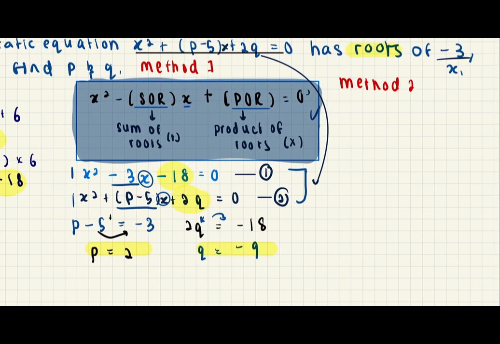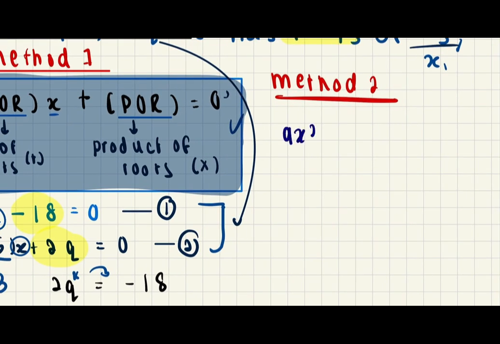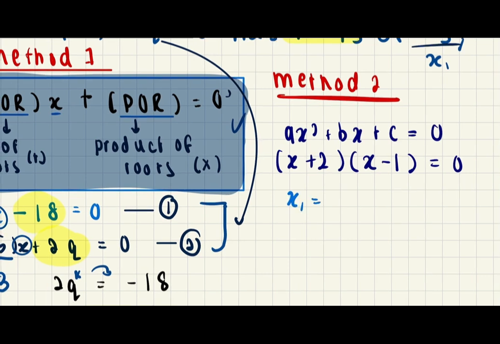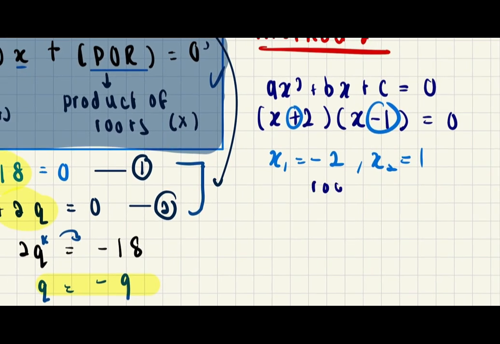Okay, so our method 2, what I want to do here is let's write the general form. ax squared plus bx plus c equals 0. This is our general form, right? And then you factorize it. Let's say you get x plus 2 and then x minus 1 equals 0. So then you will get the values, right? Your x1 equals, the symbol changes, negative 2. x2 equals, the symbol changes, becomes positive 1. So these 2 are your roots.